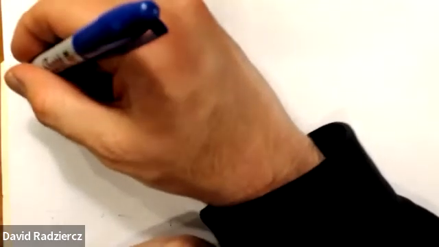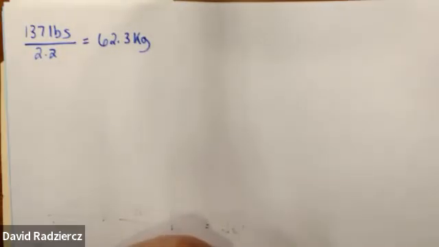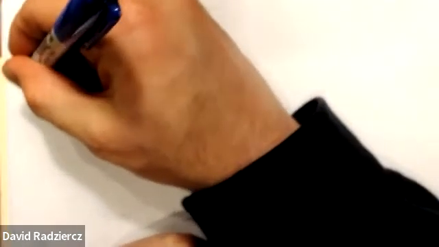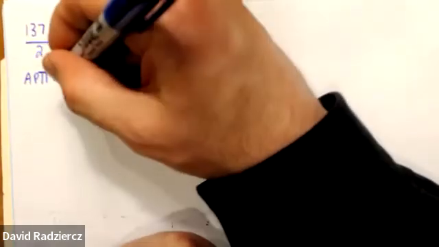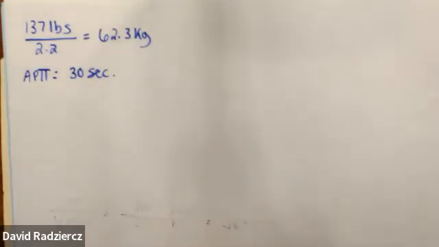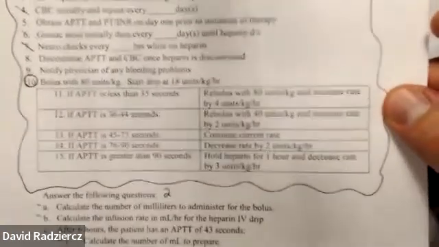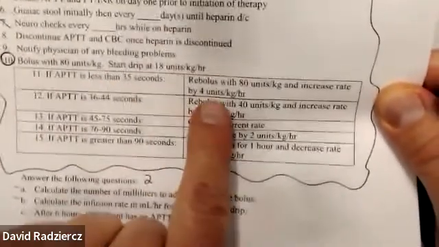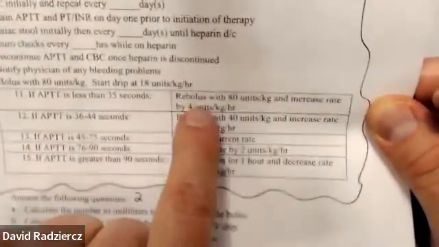For this scenario, I'm going to say that this patient has already been on a heparin protocol, and we're going to check their APTT, and their APTT is 30 seconds. With an APTT of 30 seconds, we're going to look at the protocol, and you're going to see that in step 11, if the APTT is less than 35 seconds, then this is what we're going to do. We're going to rebolus with 80 units per kilogram, and then increase the rate by 4 units per kilogram per hour.